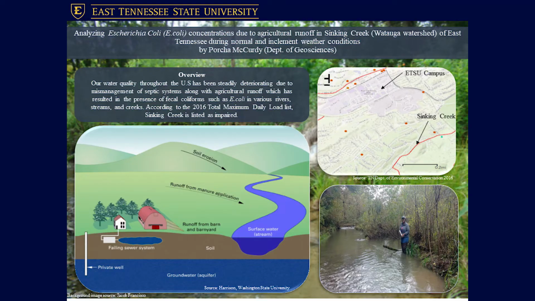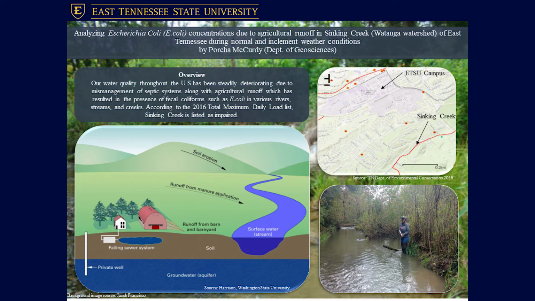Our water quality throughout the U.S. has been steadily deteriorating, and one factor causing that is agricultural runoff. A problem with agricultural runoff is that we have E. coli, which is a fecal coliform found in the intestinal tract of livestock, and when we have E. coli, we can be exposed. We can have problems such as intestinal tract infections, diarrhea, and some strains can even result in death.